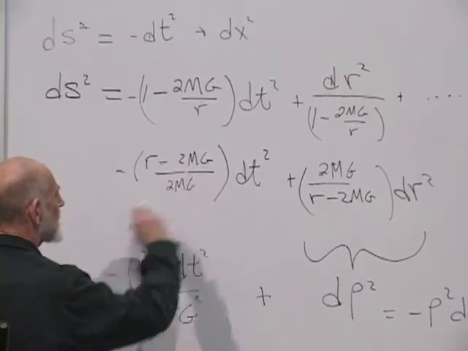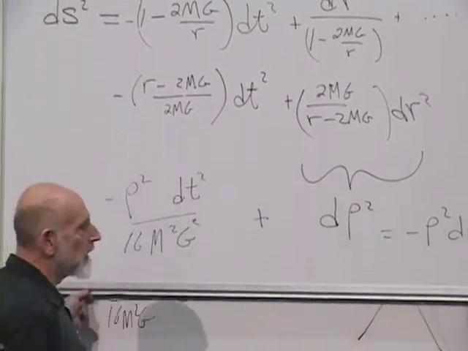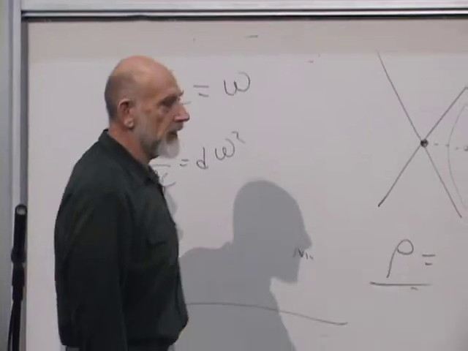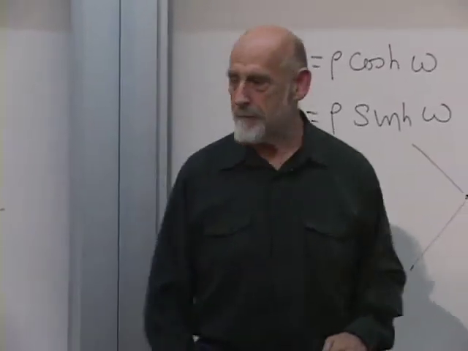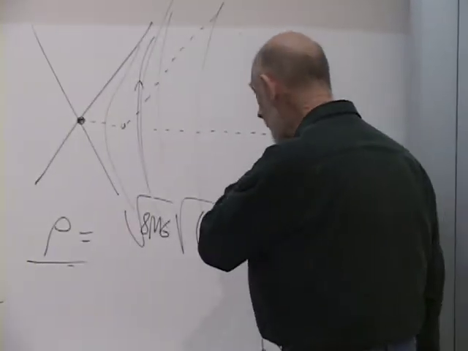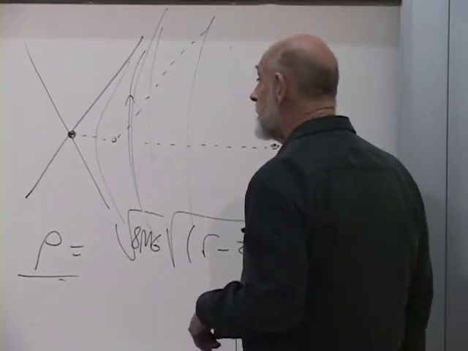As I said, this was the approximation that we made, which is an accurate approximation and is more and more accurate as R becomes closer and closer to 2GM. Okay. Where are we?